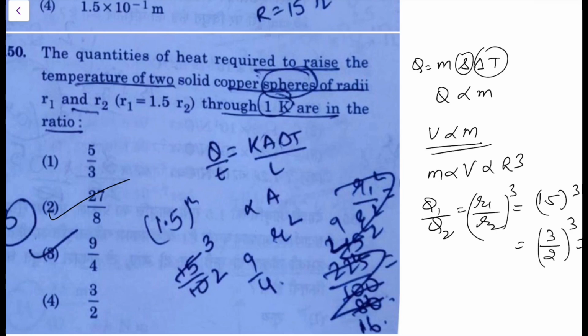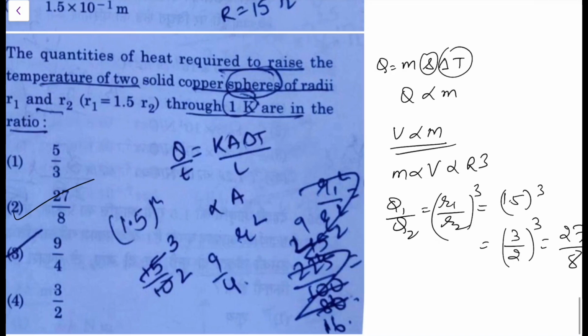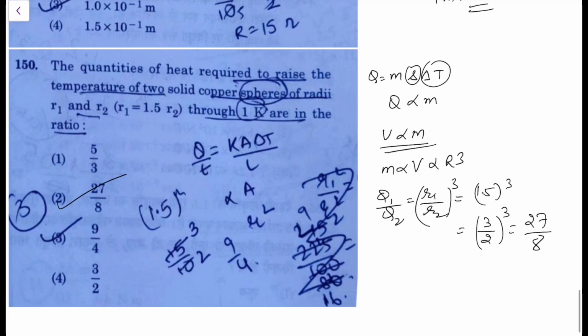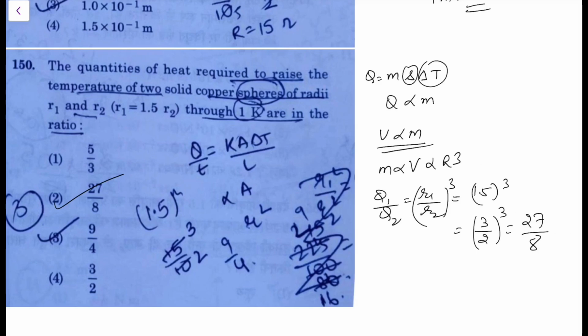So I think the student has not done it correctly. For me it's option 2, 27 by 8. Let me check, because if a student has done it, let me be sure. Yes, Q equals m s delta T would be used, not what the student has used here. So for me it's 27 by 8.